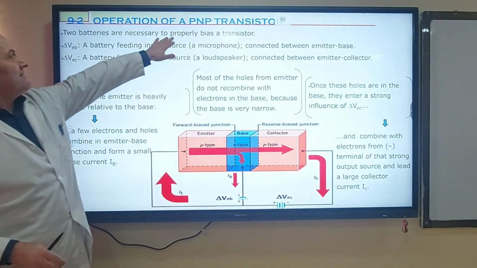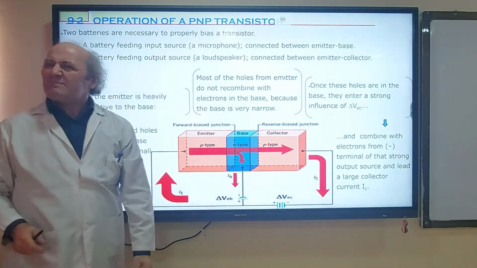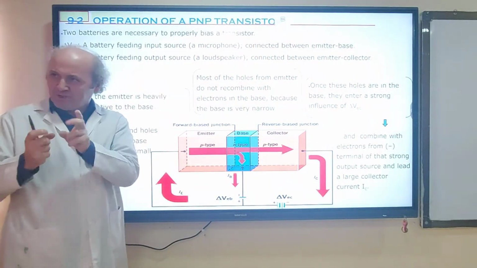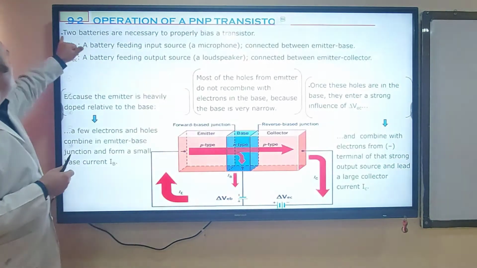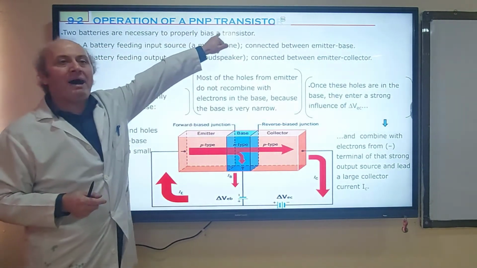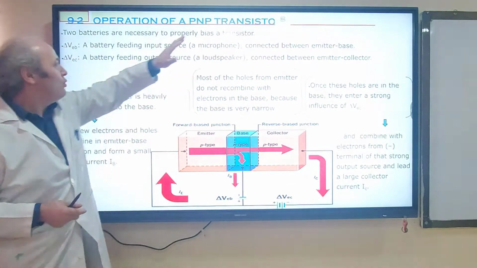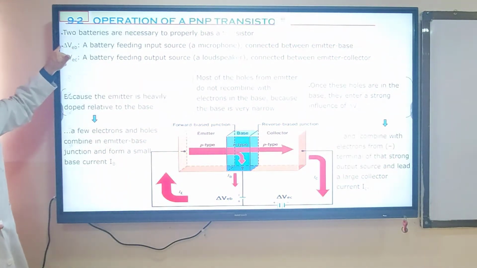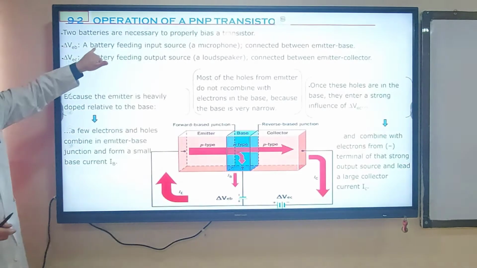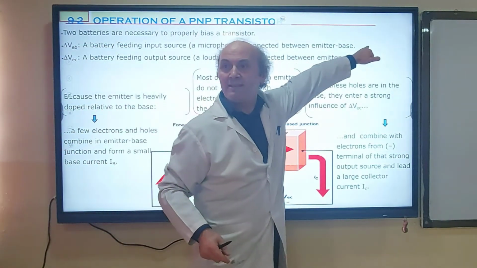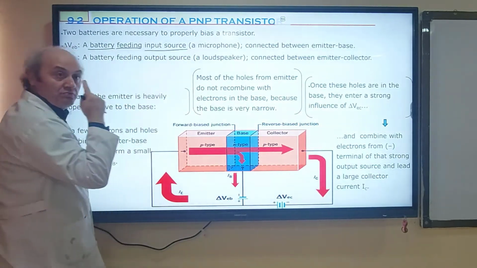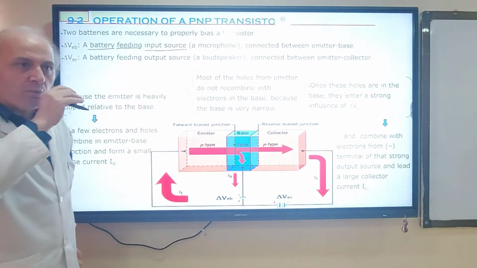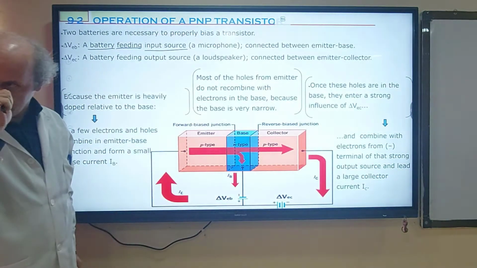Two batteries are necessary to properly bias a transistor. Bias means connect. We use a special word, bias, for electronic devices, for semiconductors, but it means in fact connect. One battery will have a potential difference delta VEB. E is emitter, B is base. This battery will be connected between emitter and base, a battery feeding the input source. What is the input source? The microphone.